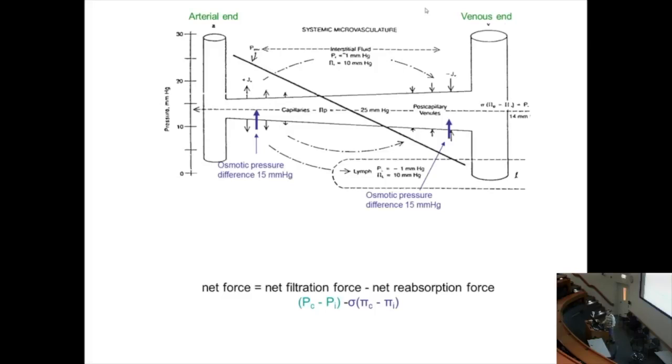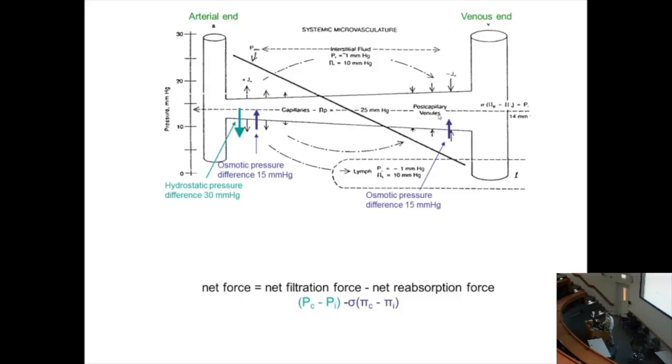Okay? And that's happening all along here, and the blue arrows represent the fact that water is flowing across this capillary wall from outside to inside due to the fact that the osmolarity in the capillary is higher, or water concentration is lower. Okay? And water diffuses across the capillary wall from high concentration to low concentration. All right?